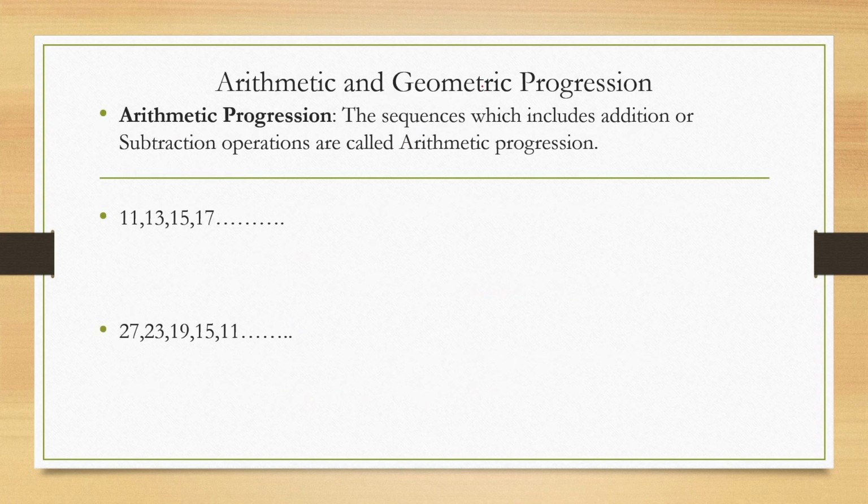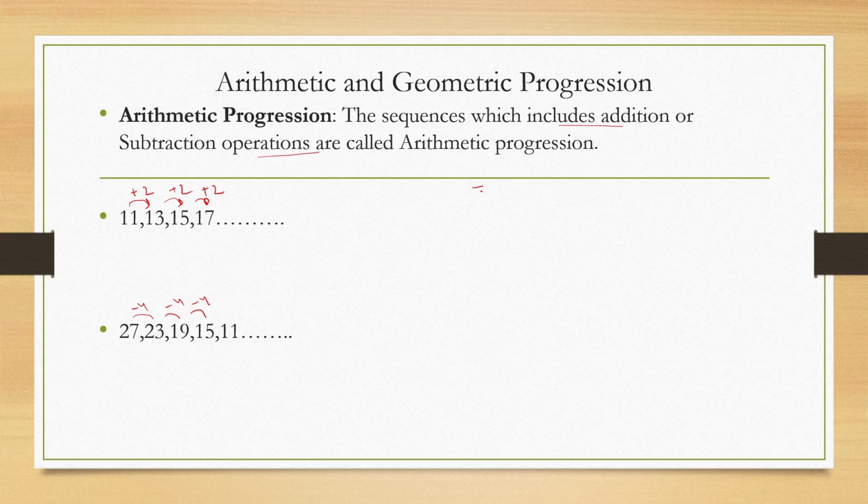Now we will see arithmetic and geometric progression. The sequences which include addition or subtraction operations are called arithmetic progression. If you see closely, a pattern is given: plus 2, plus 2, and minus 4, minus 4, minus 4. So these are called arithmetic progression, and this is also arithmetic progression, but this one is in subtraction.